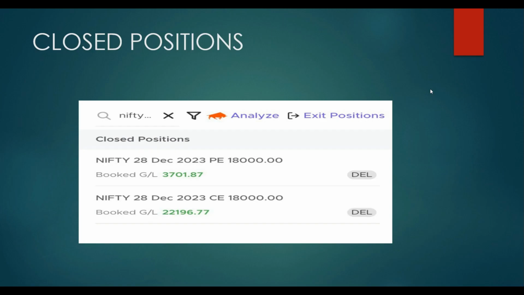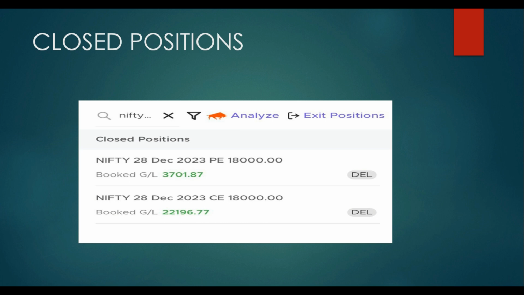So the amount of profit I made in that particular trade, you can see in that particular screenshot. I made somewhere around 3,701 rupees in put option, and the call options crashed aggressively, and I made somewhere around 22,196 rupees in call options. So the interesting part to look out for over here is that even though the market came down almost 600 to 700 points, the 18,000 put option actually crashed and I made profit out of it.